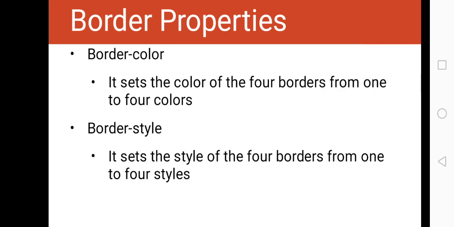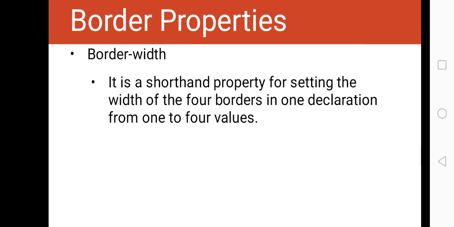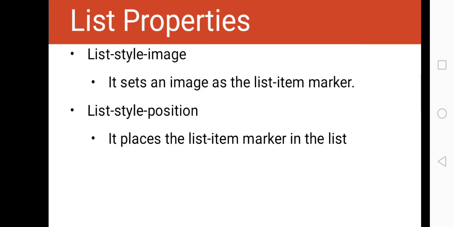Now we will proceed to border properties. The first command here is border color. It sets the color of the four borders, from one to four colors, while border style sets the style of the four borders, from one to four styles. Next is border width. Border width is more concerned with the width or thickness of a specific border. So that is for border properties.